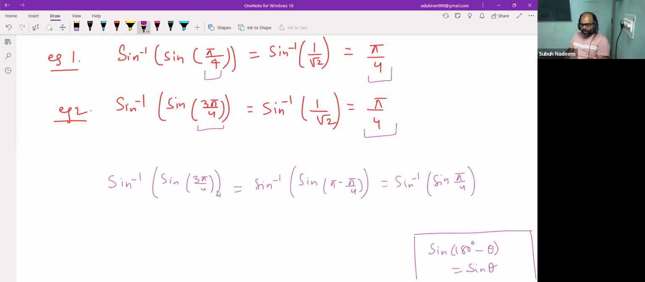Now, after making this into pi by 4, you see that 3 pi by 4 was not in the region minus pi by 2 to pi by 2, so we cannot apply the property. But after this third step, we see that pi by 4 belongs to the minus pi by 2 to pi by 2 interval. So we can apply the property, and instead of finding the value and then the angle, we can directly say it is pi by 4. So after some adjustment, we see that sine inverse sine 3 pi by 4 is pi by 4. So you also write this.